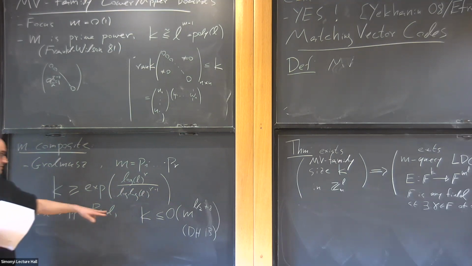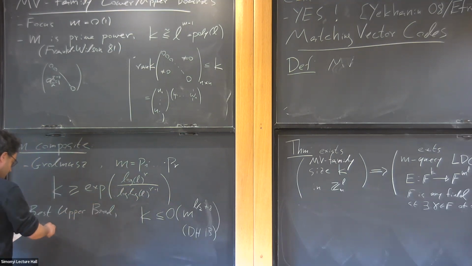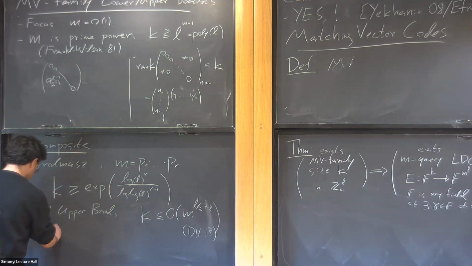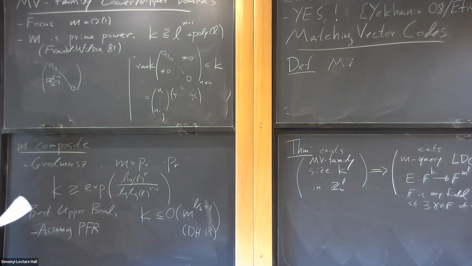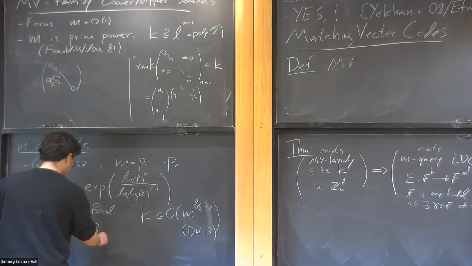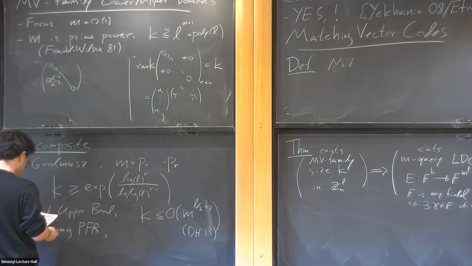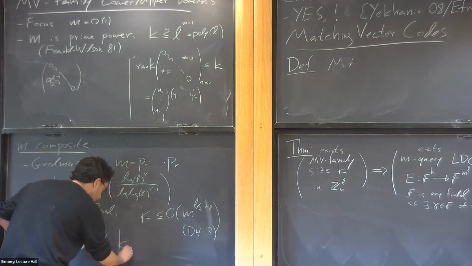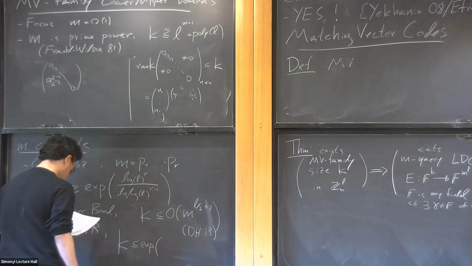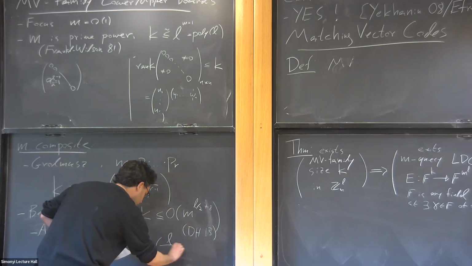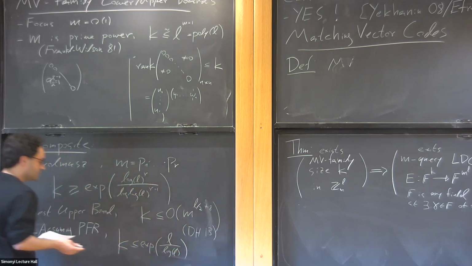This is unconditional. If you assume a number theoretic conjecture called the polynomial Freiman-Ruzsa conjecture, and you assume that it also holds in Zm, which is an even more, it's a conjecture in additive combinatorics, then you can show exponential in L over log L, which is slightly better.